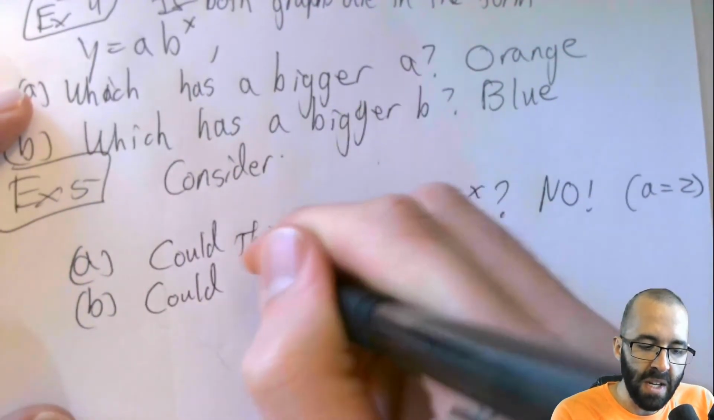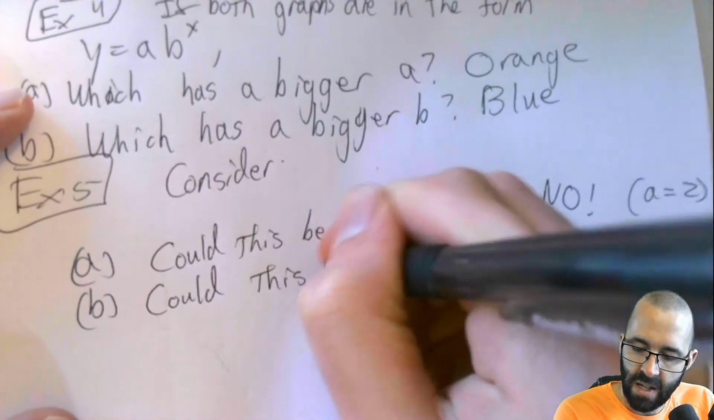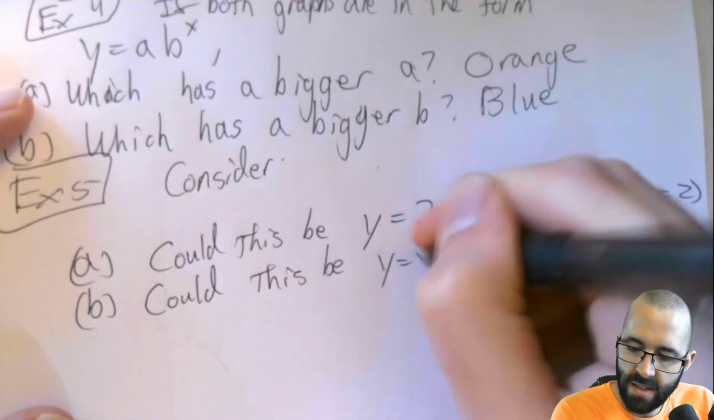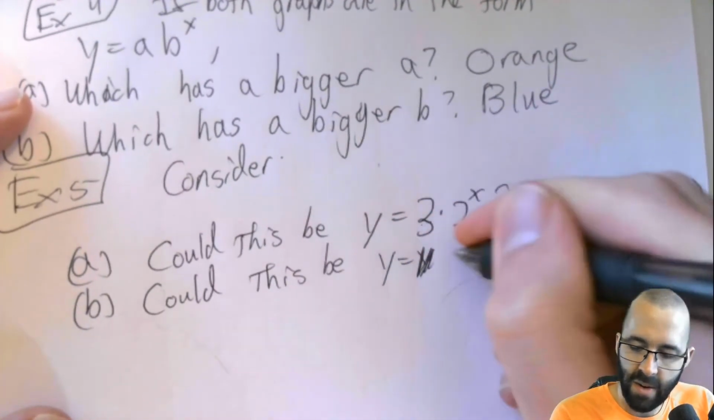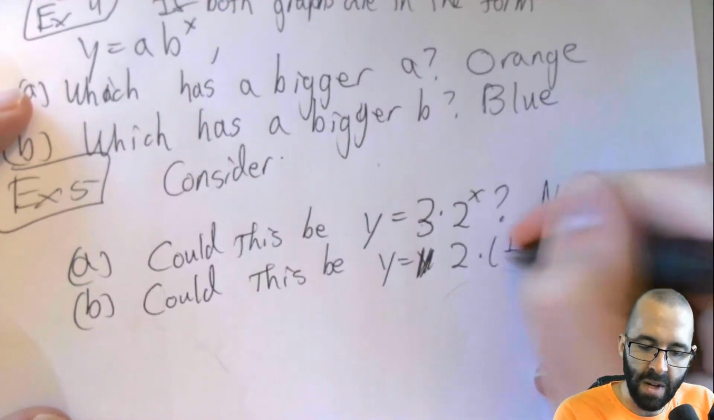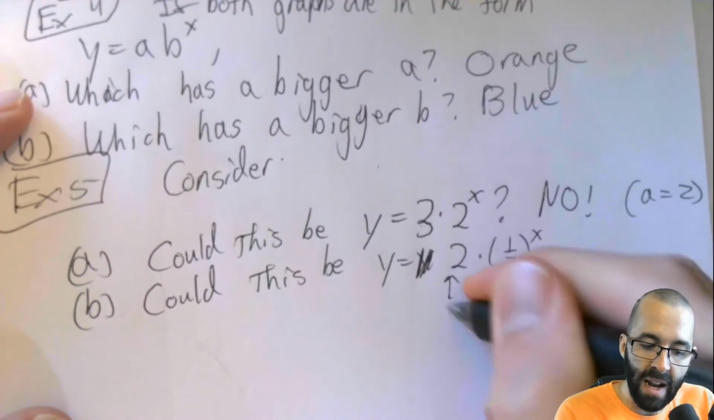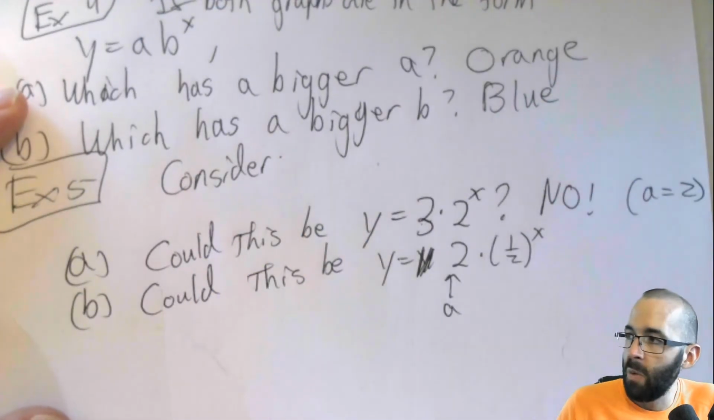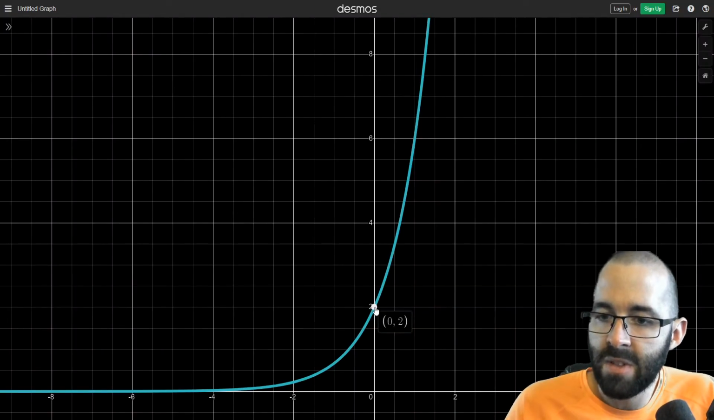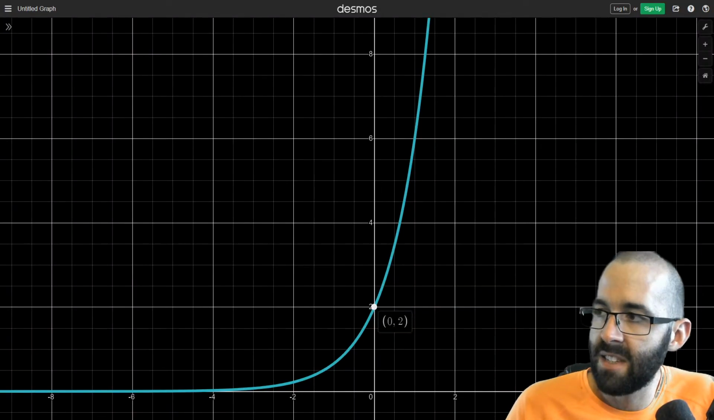All right, for part B, could this be y is equal to 2 times 1/2 to the x? We have the right A value. That's good. We looked at our graph and we said, okay, the A value is 2 right here. That's our y-intercept. It's in the standard form.